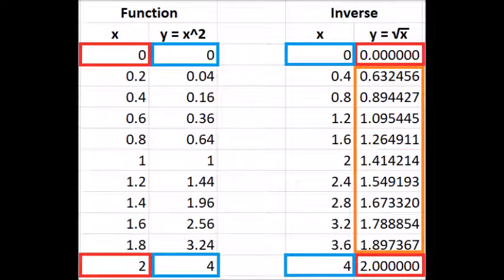Fortunately, we know algorithms to find the square root of x. We can use Newton's method or some other approach to compute the values boxed in orange. We got lucky with this function because it is relatively straightforward. In general, it is sometimes very difficult to find the inverse of a function.